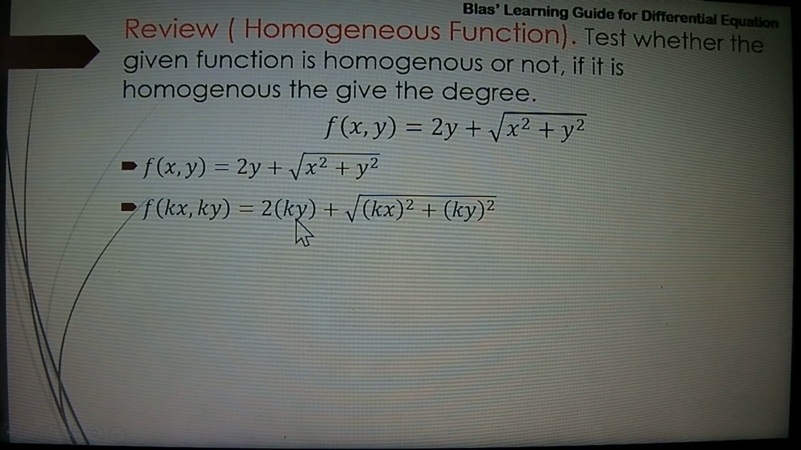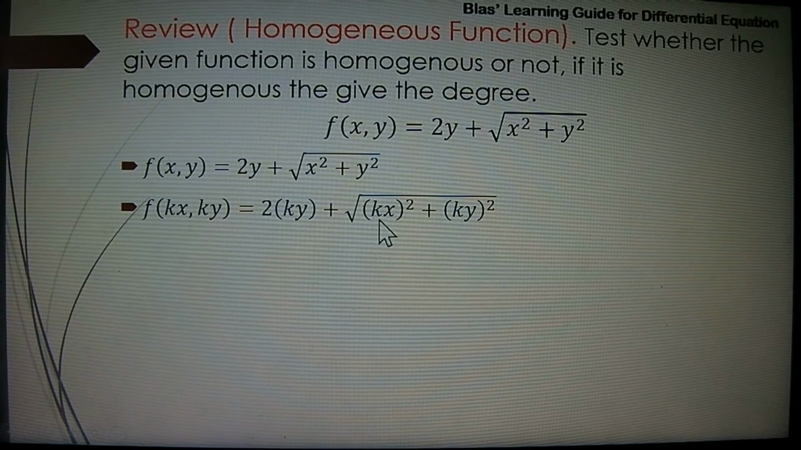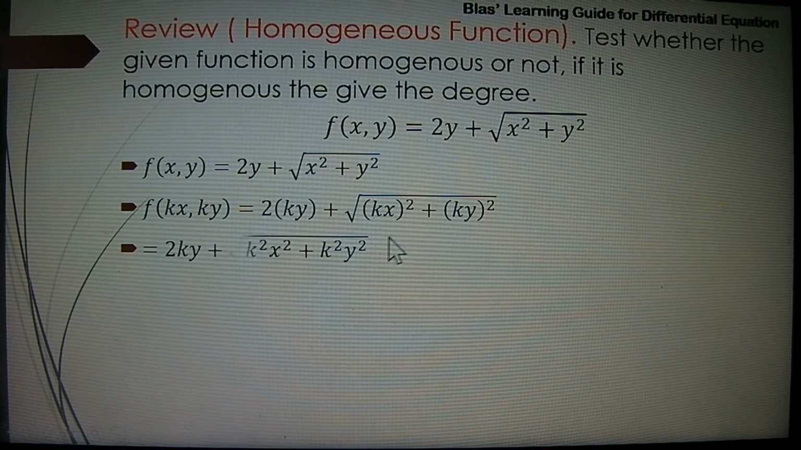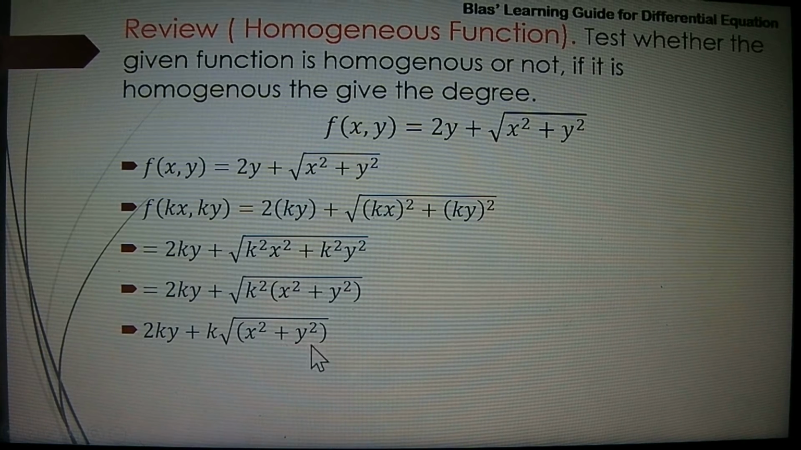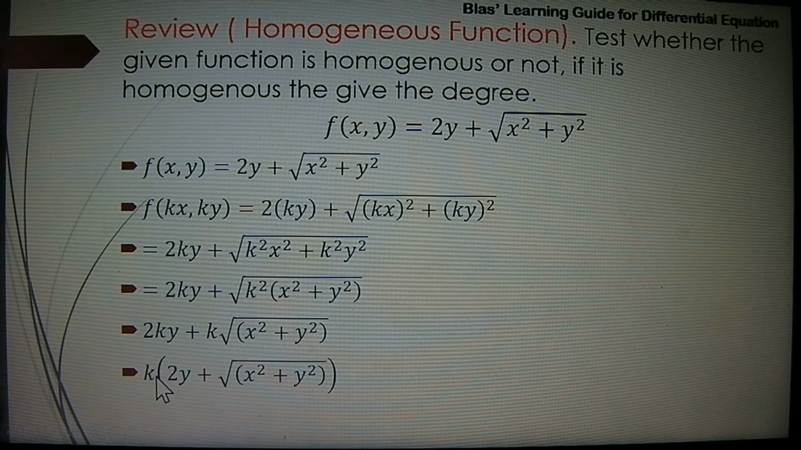It makes 2ky plus the square root of kx raised to the second power plus ky raised to the second power. Solving further, that is 2ky plus the square root of k squared x squared plus k squared y squared. Then get the common monomial factor, which is k squared there. Then you can get the square root of k squared, which is k. Then common monomial factor again, that makes k times 2y plus the square root of x squared plus y squared.